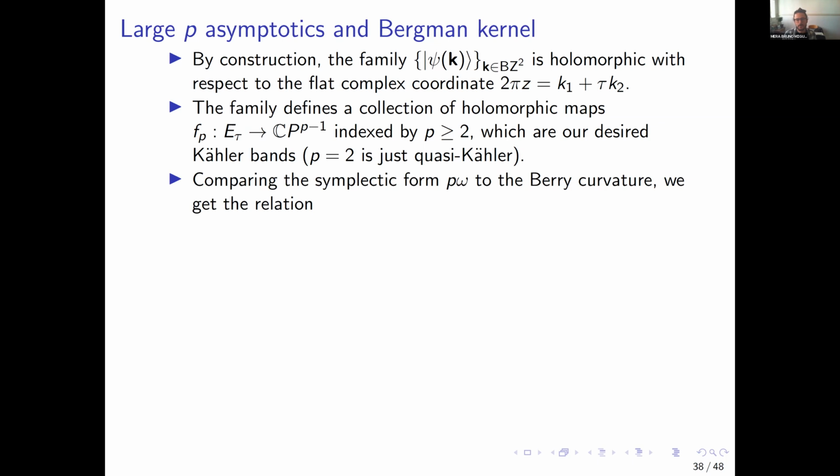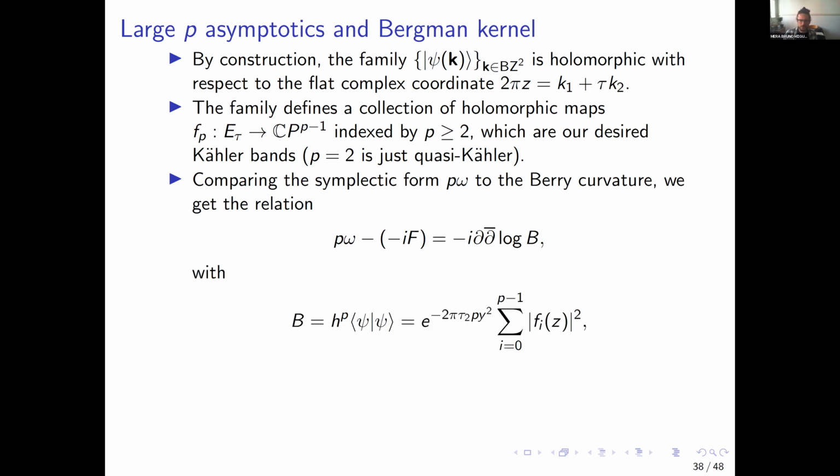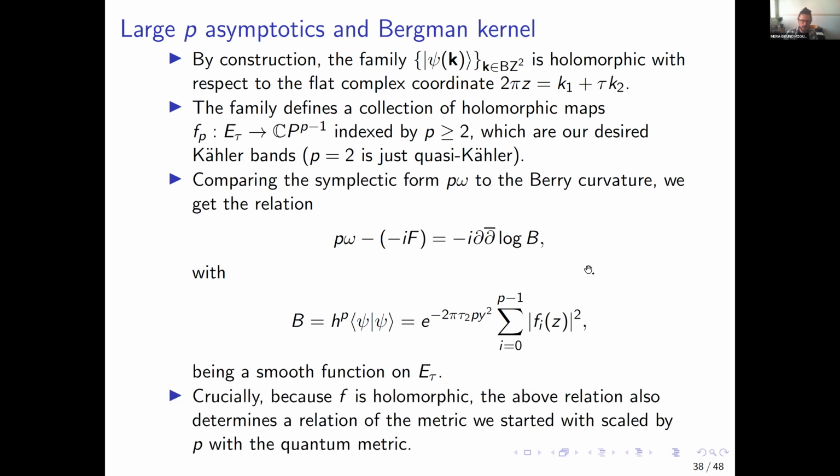And what you see, if you compare the symplectic form P times omega to the Berry curvature corresponding to this family of quantum states, you get a relation of this form: P omega minus iF is equal to the second derivative of the logarithm of B. B is a very special function, which is given by this quantity, and it is a smooth function on E_tau. And furthermore, this relation that I wrote of the symplectic form with respect to the Berry curvature also holds for the quantum metric and the metric which was compatible with this symplectic form. And the reason is because the map is holomorphic, everything is scalar, everything is compatible. Okay.